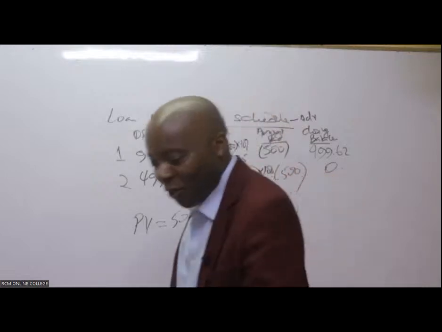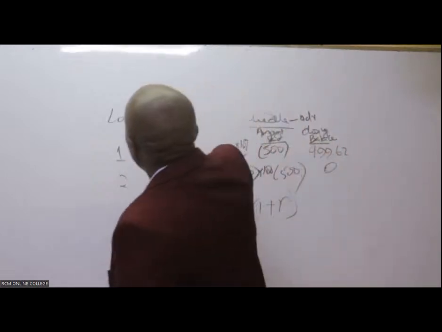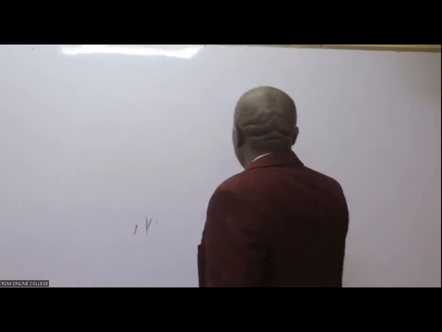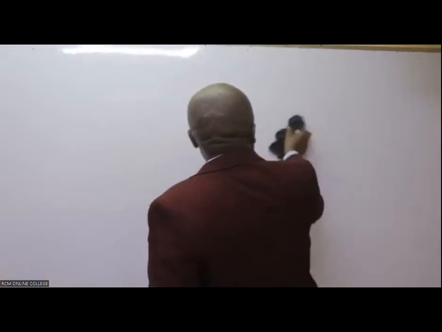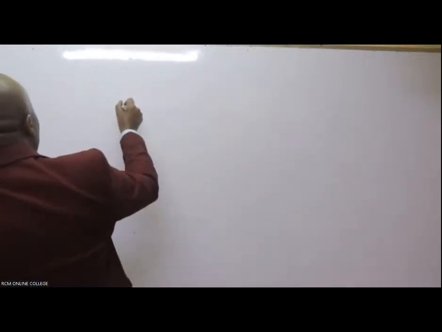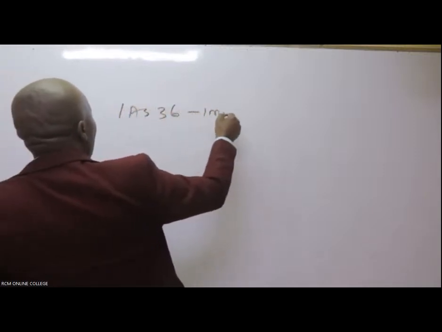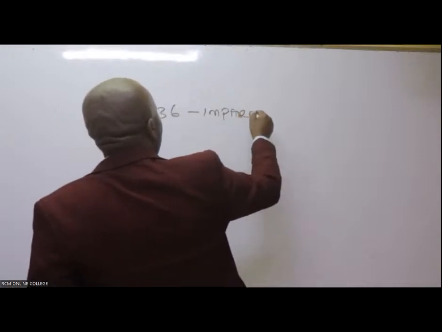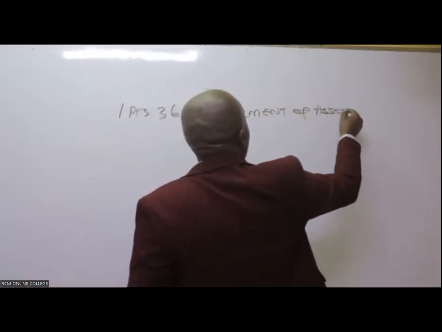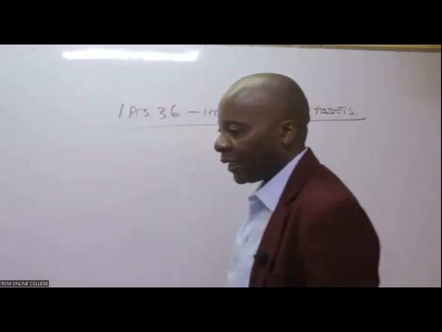Thank you so much. I'm going to the most important standard, IAS 36. IAS 36 is what we call impairment of assets.